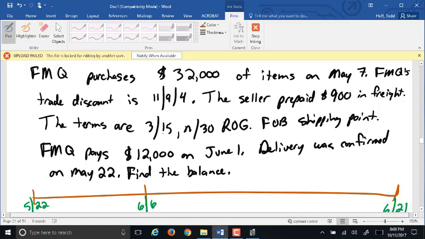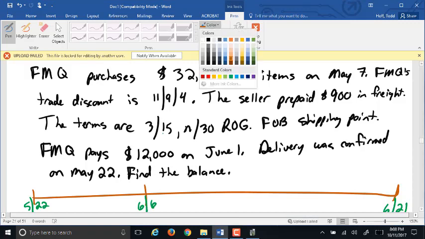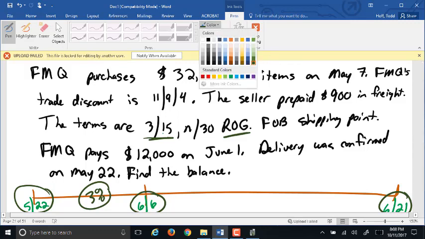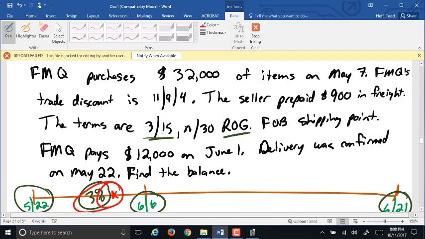So our first step, we're going to establish the dates. The date that this all starts is the day it's delivered because it's ROG. So May 22nd. The discount period is 15 days long, so that goes until June 6th, and it's 3% during that period. So the credit period would end June 21st, 30 days. The payment is made on the 1st, so they do get 3%.